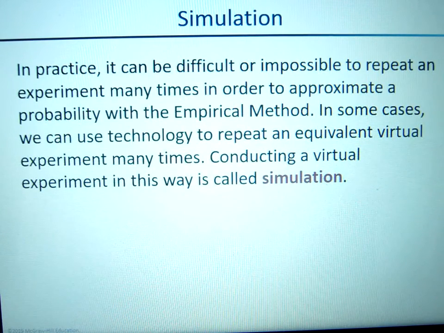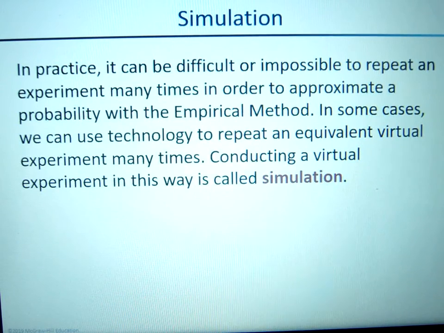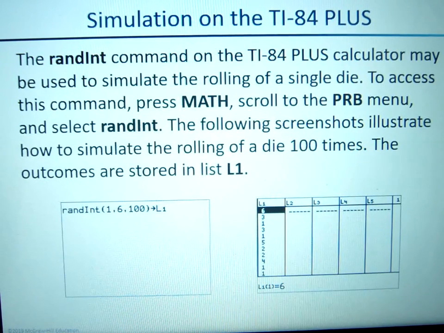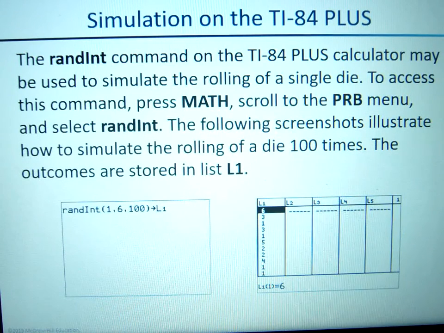Now, sometimes it can be difficult or impossible to repeat an experiment many times in order to approximate a probability with the empirical method. So sometimes we can use technology to repeat an equivalent virtual experiment many times. Conducting a virtual experiment this way is called a simulation, and we can do that using our calculator. We can do it using Excel. We can do it using some written program specifically for that.